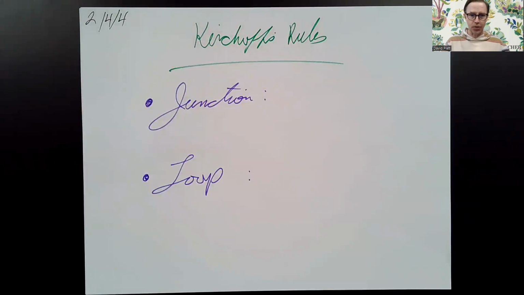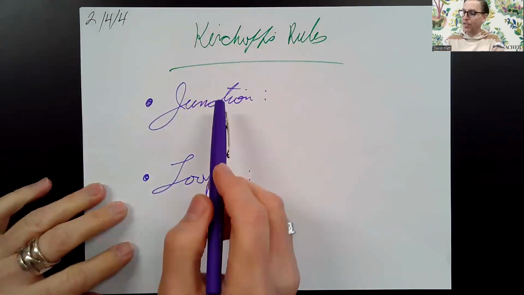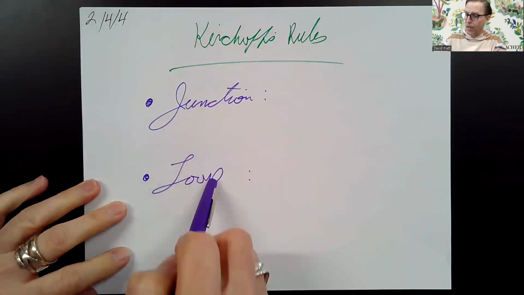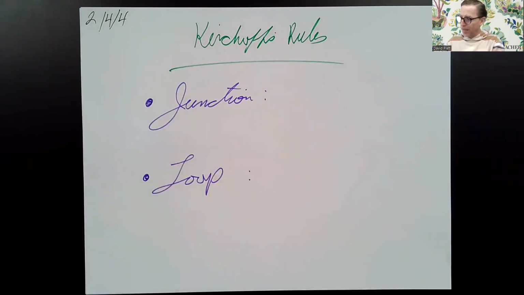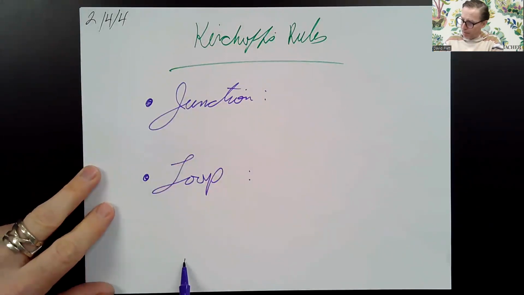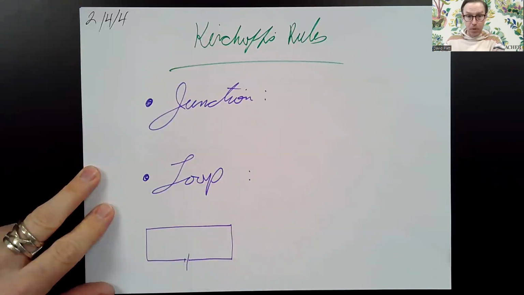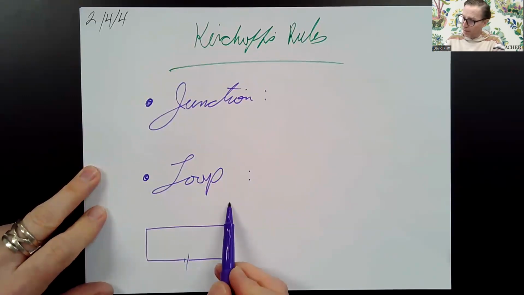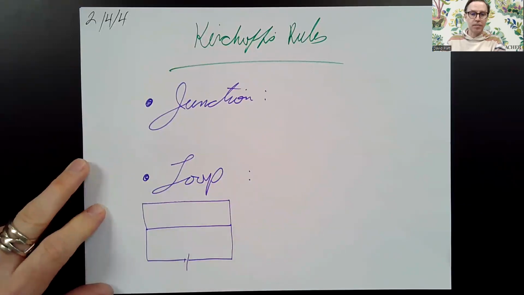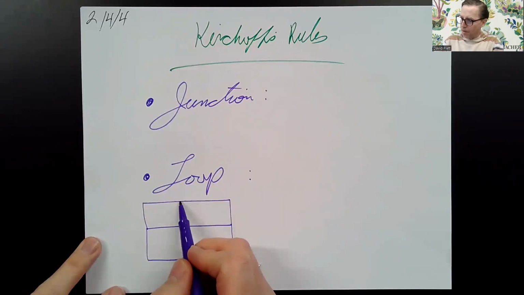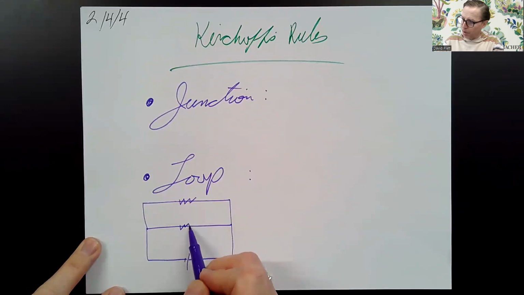So Kirchhoff was this dude, and he had two rules for looking at circuits. One of them had to do with a junction, and the other had to do with a loop. So a junction rule and a loop rule. In a circuit, there's usually a battery, and a circuit could be really simple, or it could have different parts. And maybe there will be some resistors or light bulbs or something.